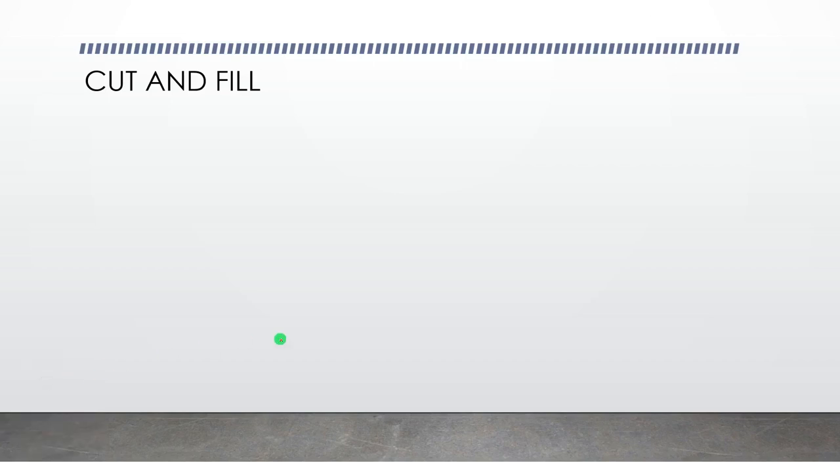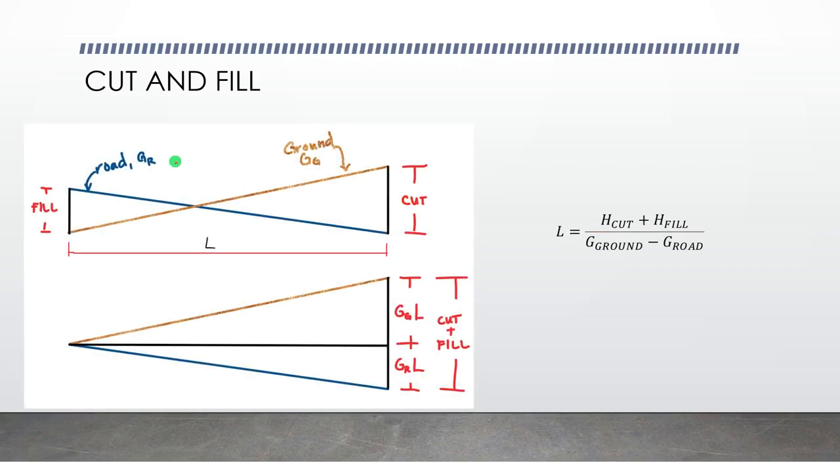Okay, so let's discuss cut and fill. If the first station has a section with fill, and the second station has a cut cross section, there is a point between the two stations where there is no cut and no fill, the point at which the fill will extend from the first station. It can also happen the other way around, when the first station has a cut cross section and the second station has a fill cross section.